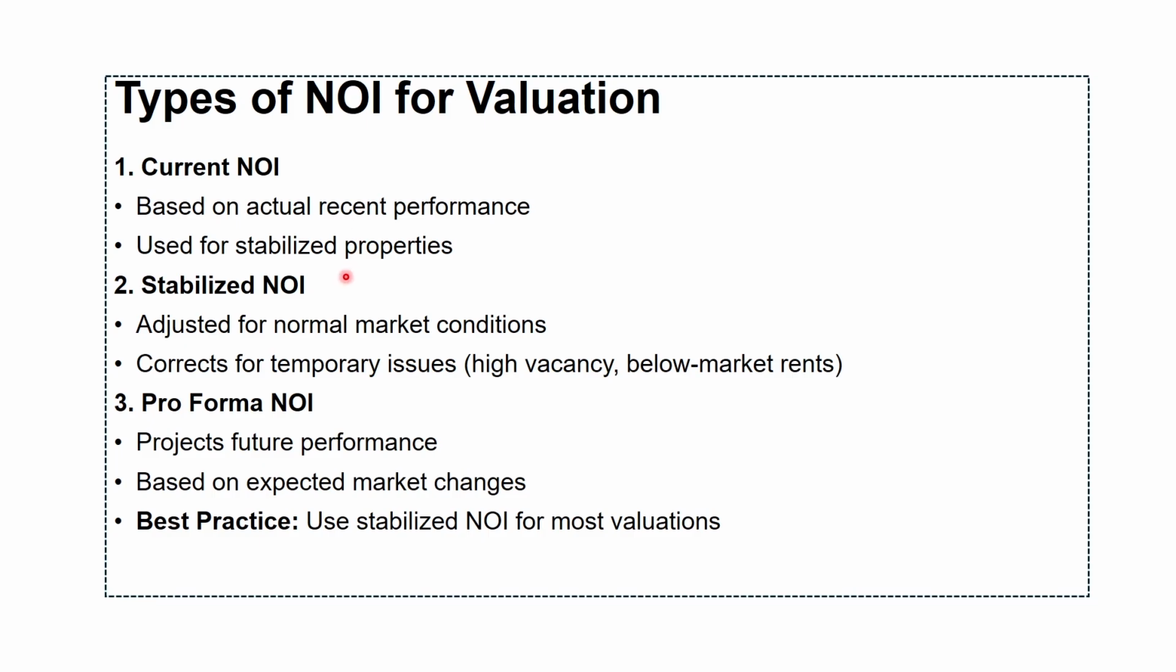In these cases, stabilized NOI makes adjustments to reflect normal market conditions. For example, if a property currently has 25% vacancy, but the market average is 10%, you would adjust the NOI upward to reflect normalized occupancy. Similarly, if leases are significantly below market rates and will be renewed soon, you might adjust to market rents.